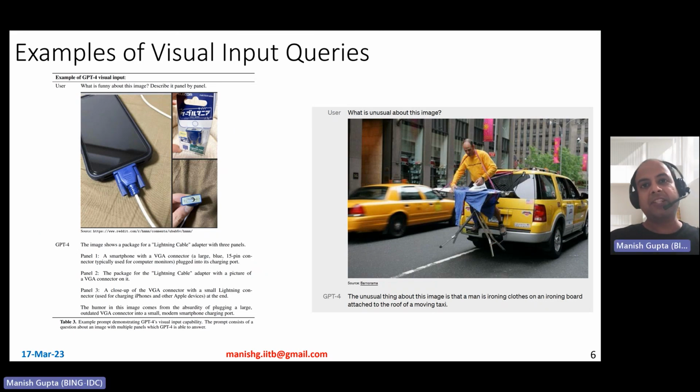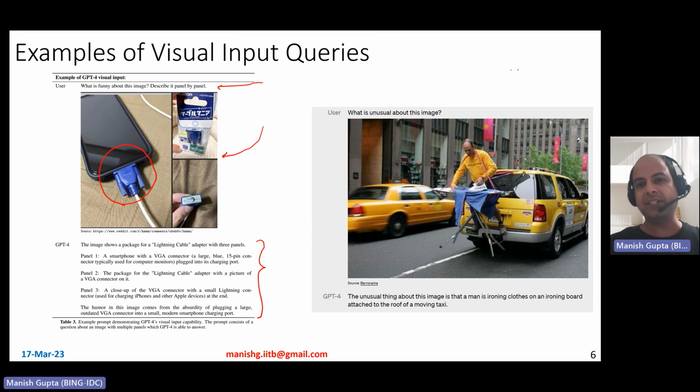As we mentioned, GPT-4 can actually take vision as well as text queries. So you can actually give this collage image, and then ask a question: what is funny about this image? Describe it panel by panel. Okay, what is funny about this image? So it actually generates step-by-step reasoning, or panel-by-panel reasoning, of what each panel describes, and then basically says that the humor in this image comes from the absurdity of plugging a large outdated VGA connector into a small modern smartphone charging port. Right.